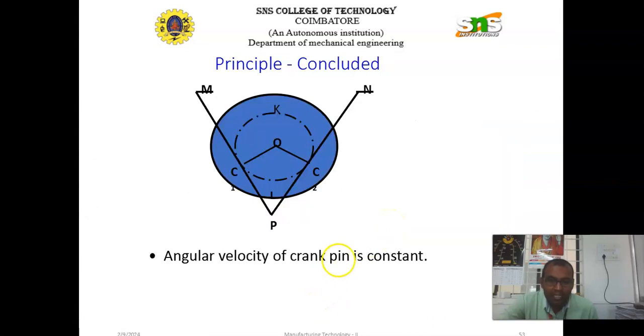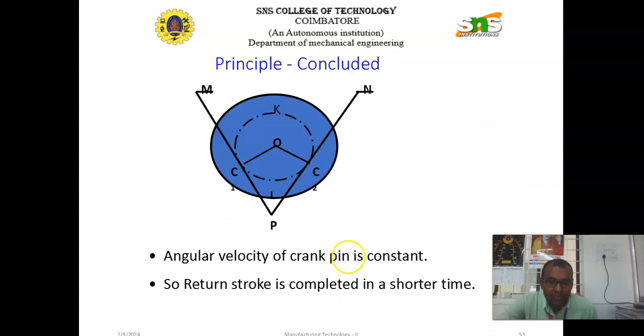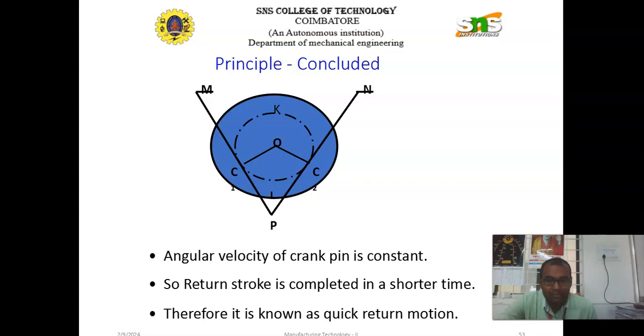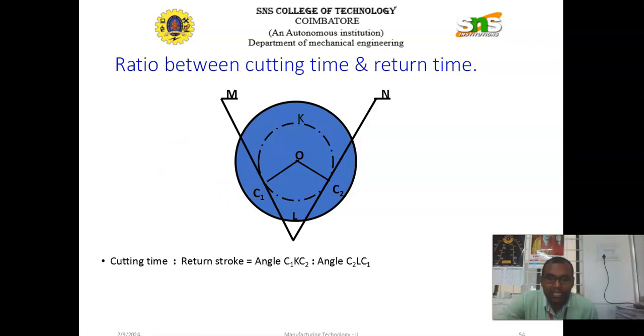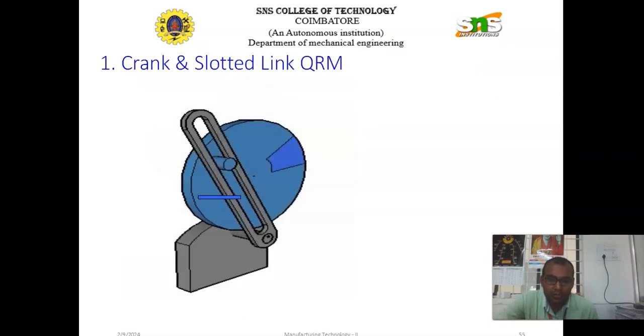Since the angular velocity of the crank pin is constant, the return stroke of the ram is completed within a shorter duration of time. Therefore, it is known as a quick return mechanism. Next, we will discuss the ratio between the cutting time and return time. Cutting time is to return time, which is equal to angle C1 K C2 is to angle C2 L C1. The cutting time to return time ratio usually varies around 2:1. The practical limit is a maximum of about 3:2.